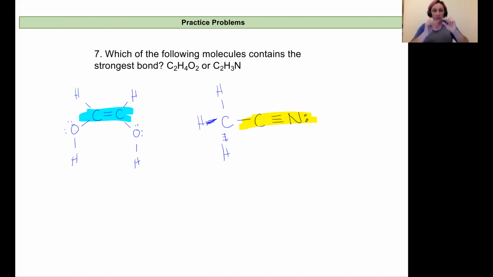And so when we're comparing things on the same period, that number of bonds between things will play the largest role in determining strength. And so that triple bond is going to bring it closer together. So the strongest bond that we have here is this CN triple bond. So I would say the C2H3N contains the strongest bond.